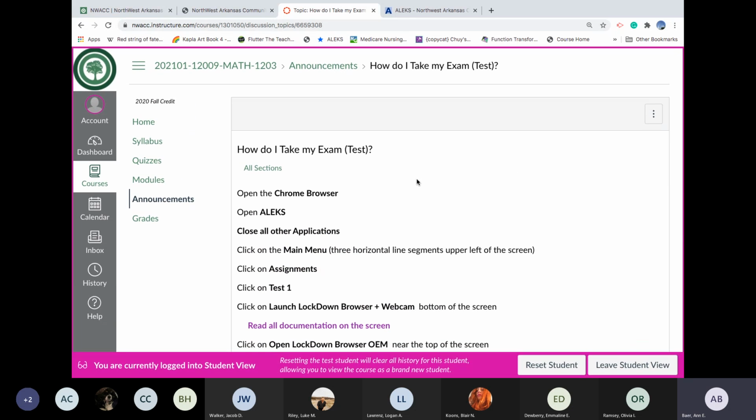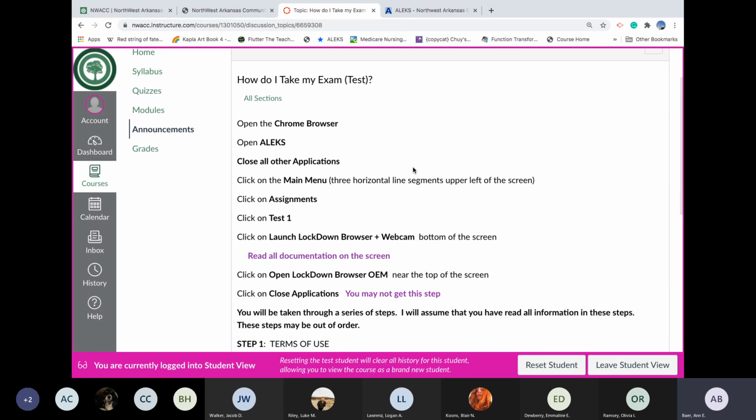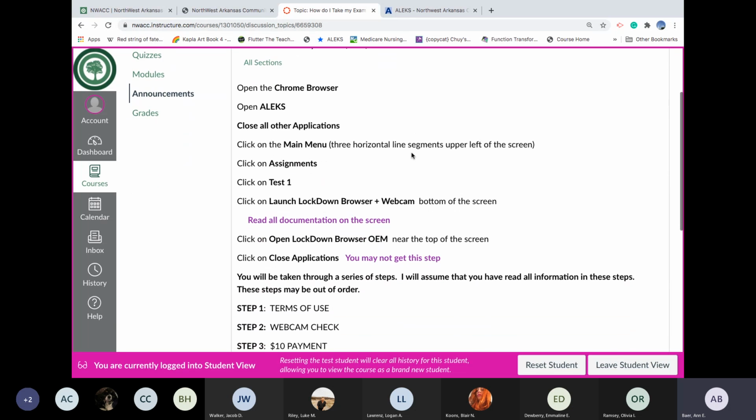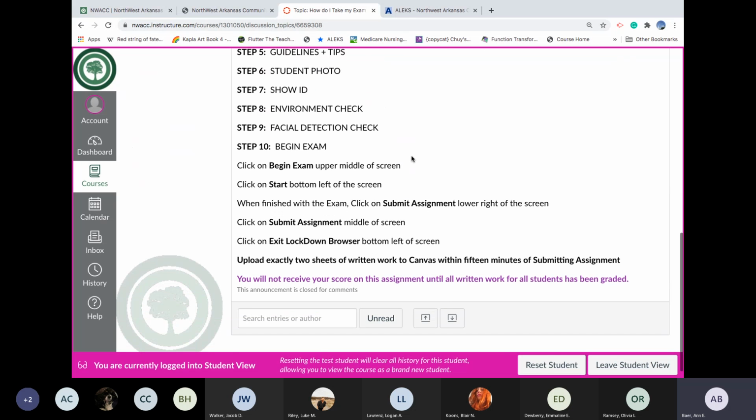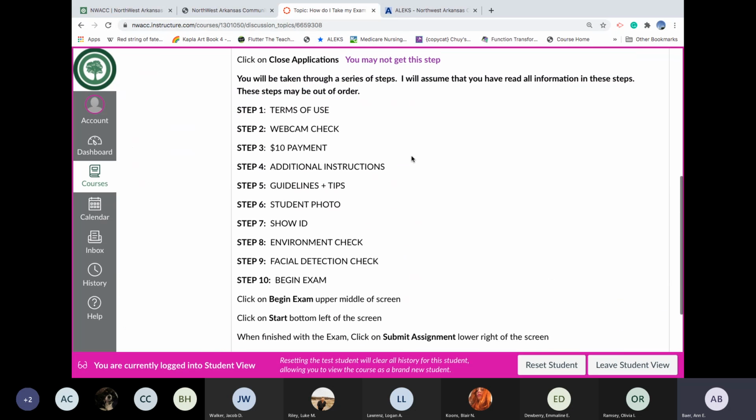You can have this by your side. You can either copy it down, you can print it off. However you want to get this document, I would encourage you to have this by your side when you take the comprehensive final.